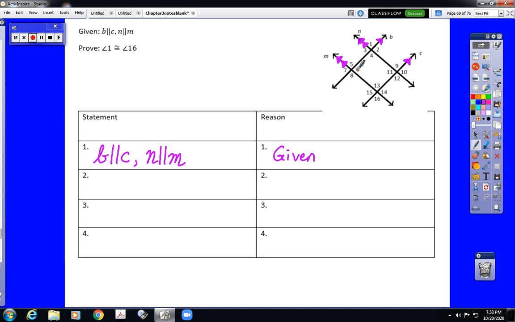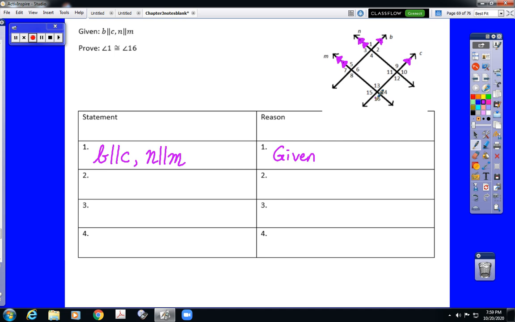So we're asked to prove that angle 1 is congruent to angle 16. Now, if we locate angle 1 and angle 16, there is no direct vocabulary word that describes the relationship between angle 1 and angle 16. So we are going to have to work our way through a third angle in order to come up with a statement that says that angle 1 is congruent to angle 16. Now, we've given 4 steps, but it doesn't mean that it's going to take 4 steps to get there.